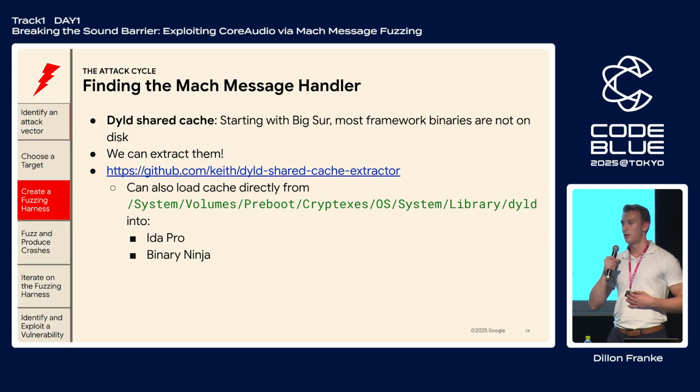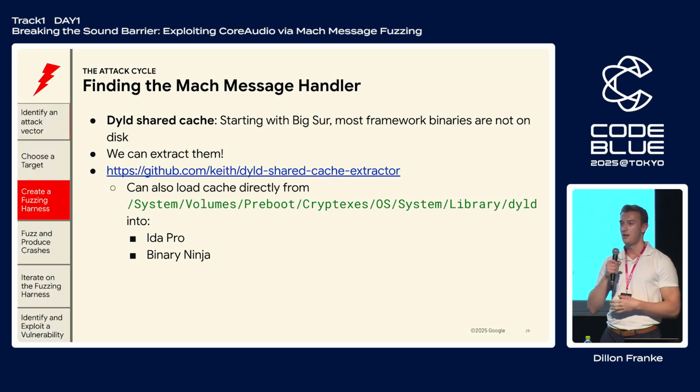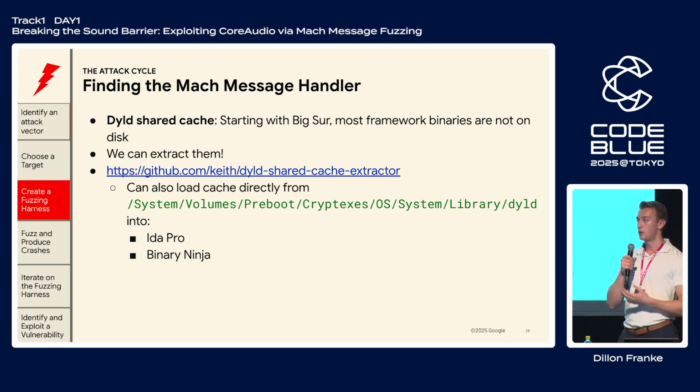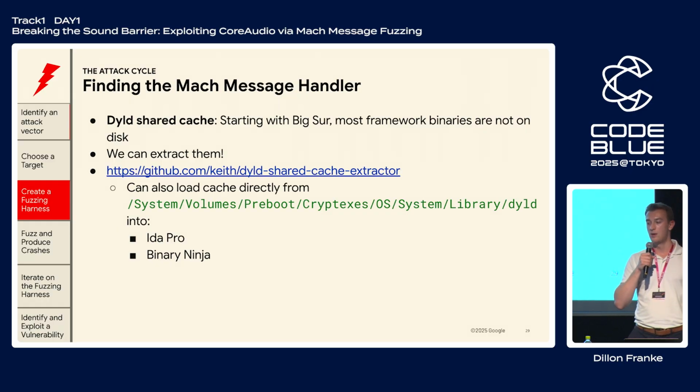There's this concept on macOS, though, of the dyld shared cache. Starting with Big Sur, most framework binaries are actually not stored on disk. They exist in the dyld shared cache for performance reasons. However, you can extract them pretty easily. There's a lot of third-party extractors. I'm linking to one here. You can also load the dyld shared cache bundle directly into IDA Pro or Binary Ninja, probably Ghidra as well. I haven't tried it. It will parse it out nicely for you and give you the individual libraries so you can continue to reverse engineer.